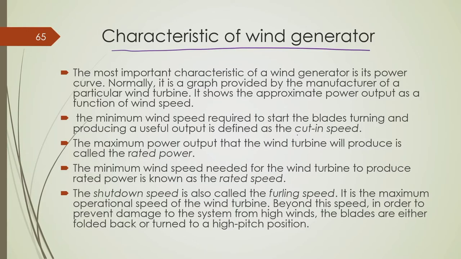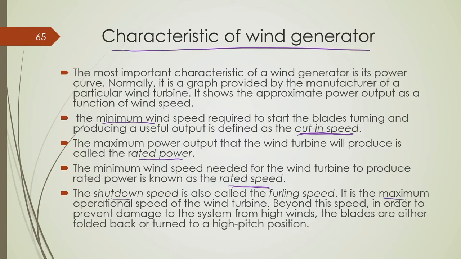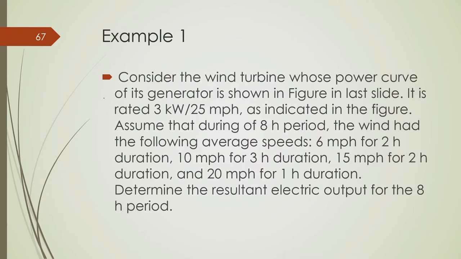So, whatever I mentioned is summarized here. Cut-in speed is the minimum allowable wind speed at which this wind turbine will operate, and rated power is as per the rating of the turbine as designed. Rated speed corresponds to the rated power of this wind turbine. That means the wind speed at which the wind turbine generates the rated power is called the rated speed, and the shutdown speed is the maximum allowable speed at which we can operate the turbine. Now, we have an example.